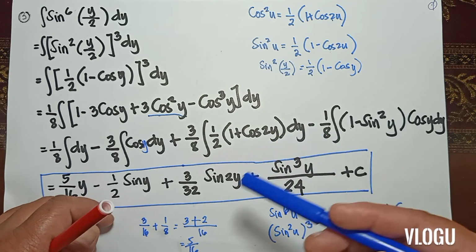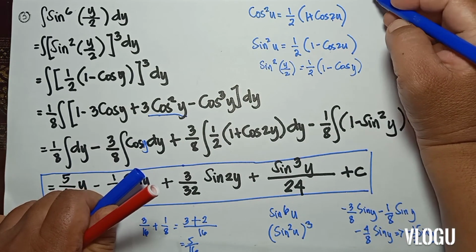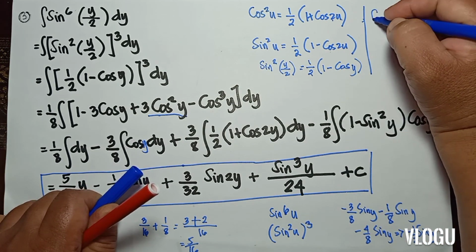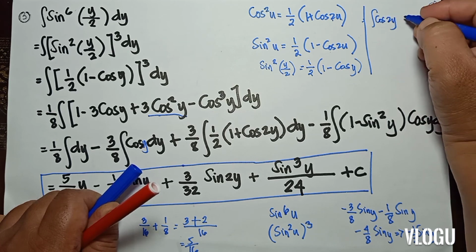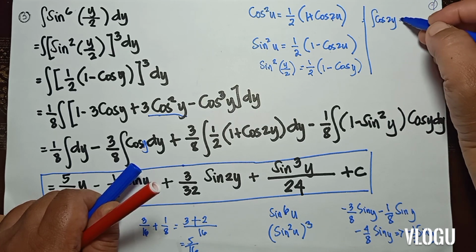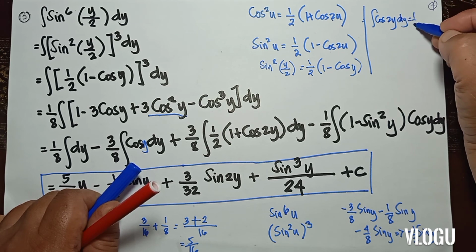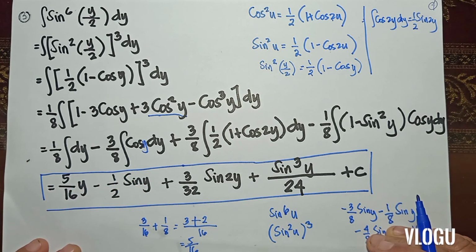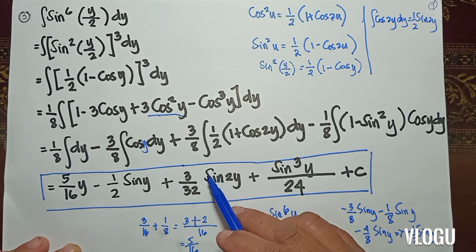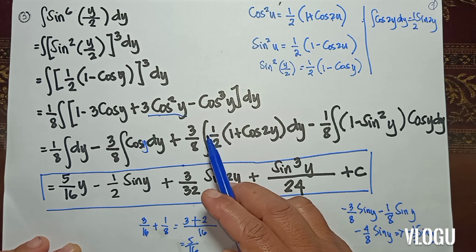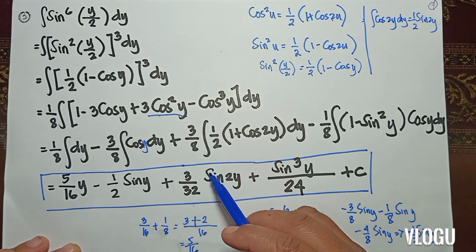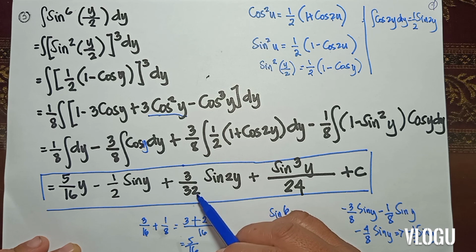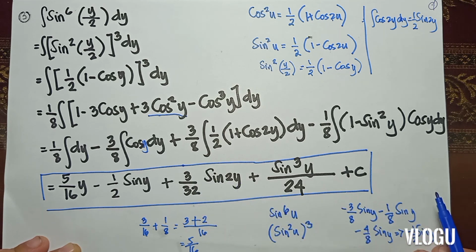So I will show you the solution. You will have the integral of cosine 2y, that is equivalent to 1/2 sine 2y. So your answer here is 1/2 sine 2y times, you have 3/16 outside, times 1/2. That's the reason you will have 3/32 sine 2y. That's the answer.